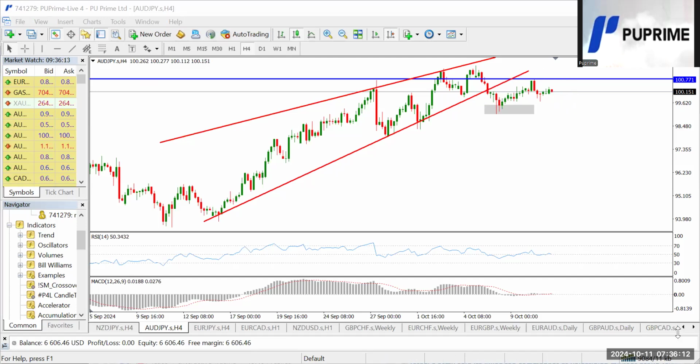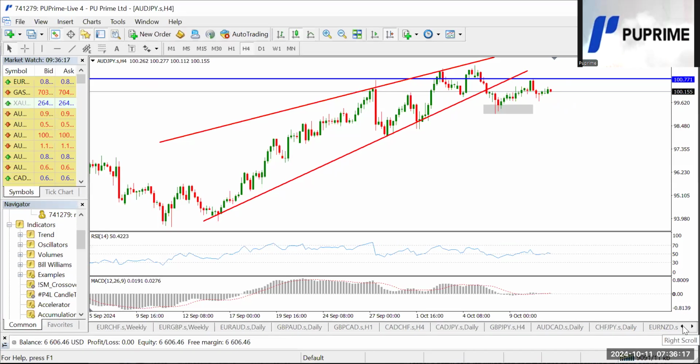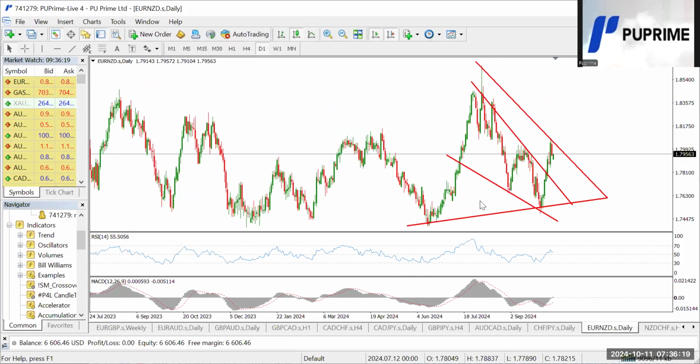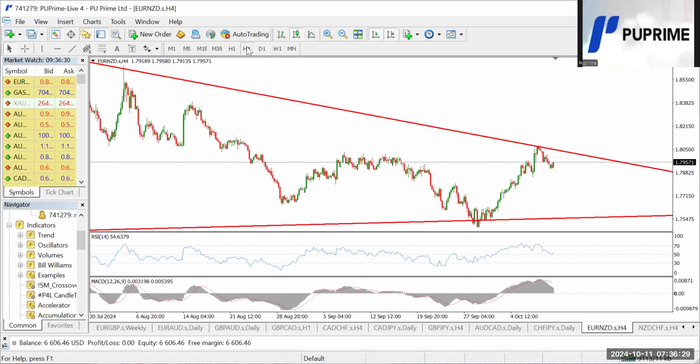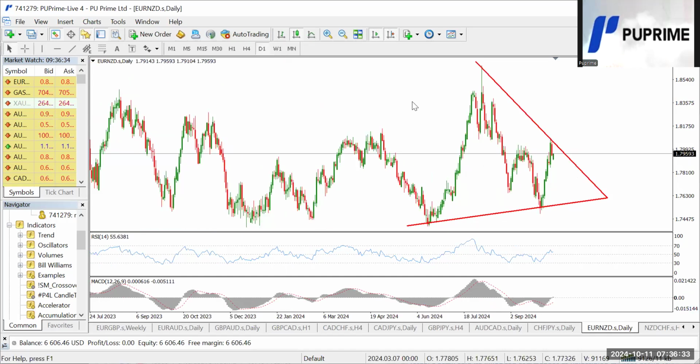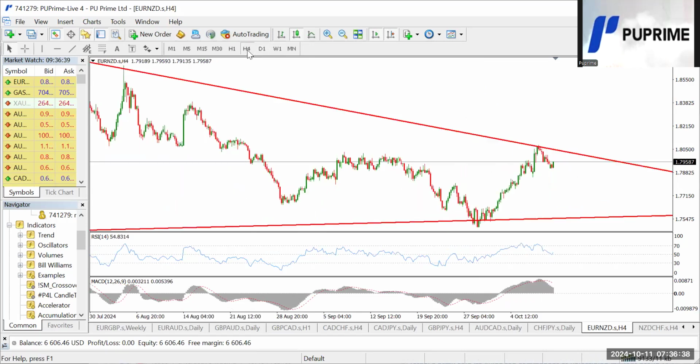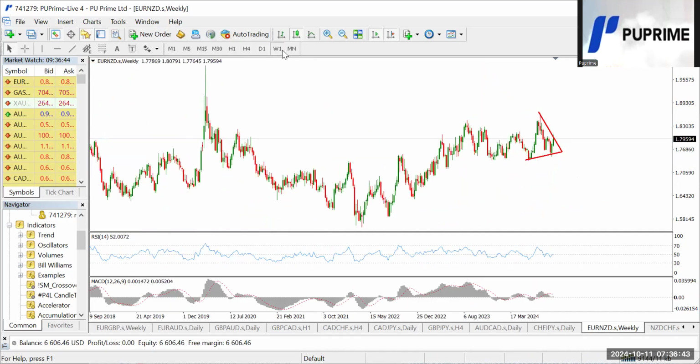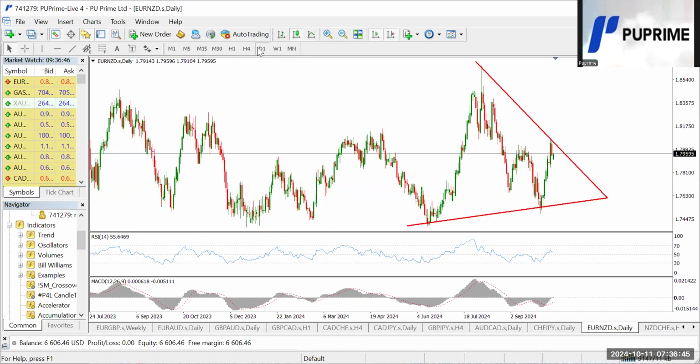Euro New Zealand. Now for Euro New Zealand, this is my current view. There are many sides to this instrument, I must be honest with you. There are many sides to it, but what I can see at the moment is this.